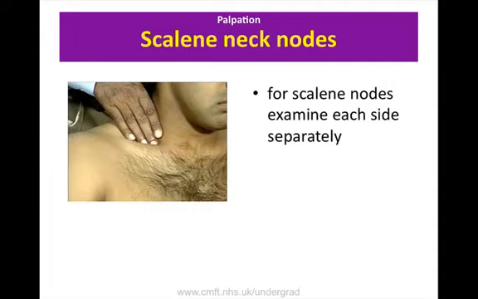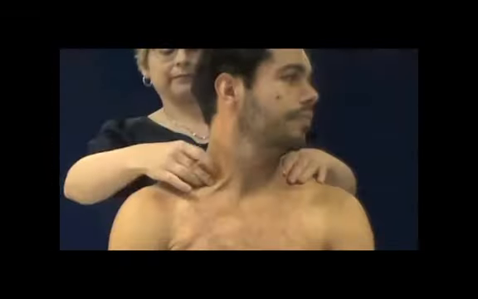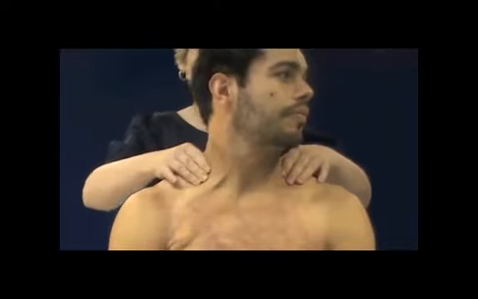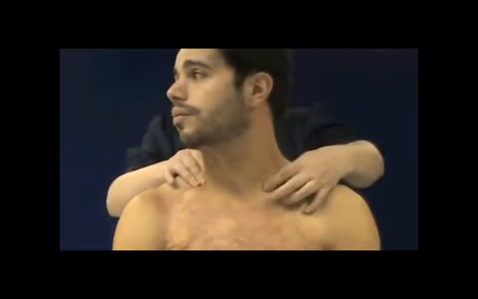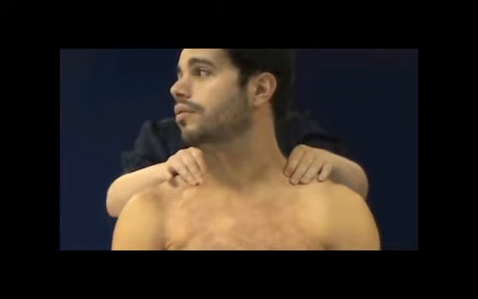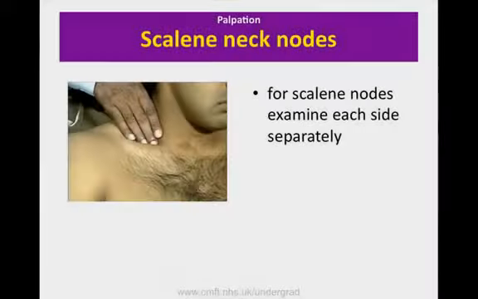Then feel for the scalene nodes above the first rib next to insertion of the scalenus anterior muscle, with the patient's head slightly tilted to that side. Place your index finger between the clavicle and sternocleidomastoid muscle and then press down gently towards the first rib. A palpable scalene node is a soft mobile mass just above the hard first rib. Note the size and consistency of any palpable nodes and whether it is fixed to surrounding structures.